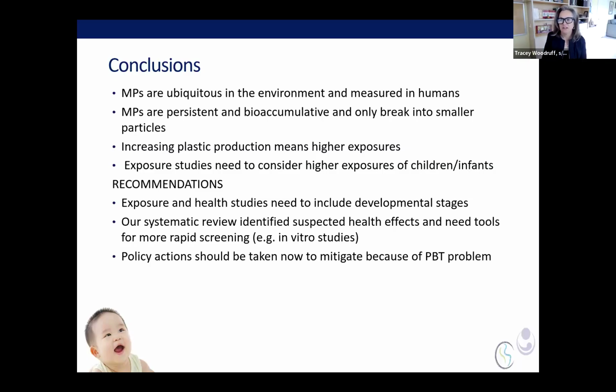And we really need to think about exposure studies that are focused on understanding those that have the highest exposures, including children and infants. So the recommendations are to focus on that. A lot of the studies have focused mostly on adult exposures, so we need to look at developmental stages. We need more tools to more rapidly identify health effects. And we have at UCSF been experimenting with in vitro studies in this area, and policy actions can be taken now to mitigate future harms. And with that, I will stop sharing and turn it over to Bart.